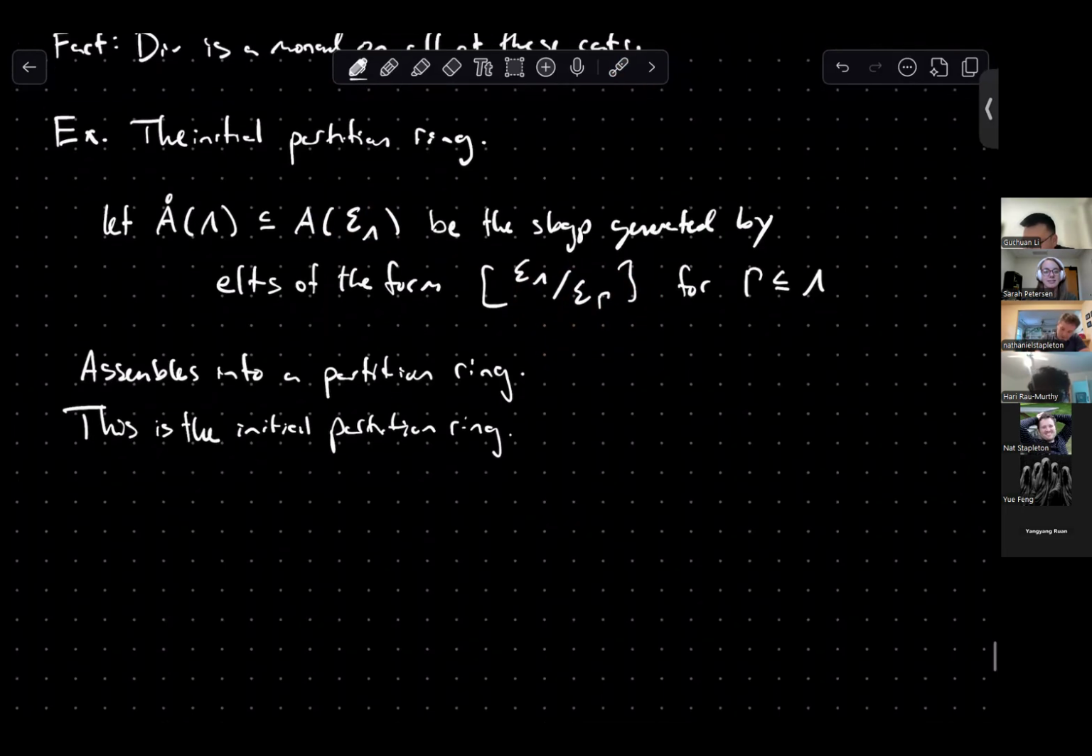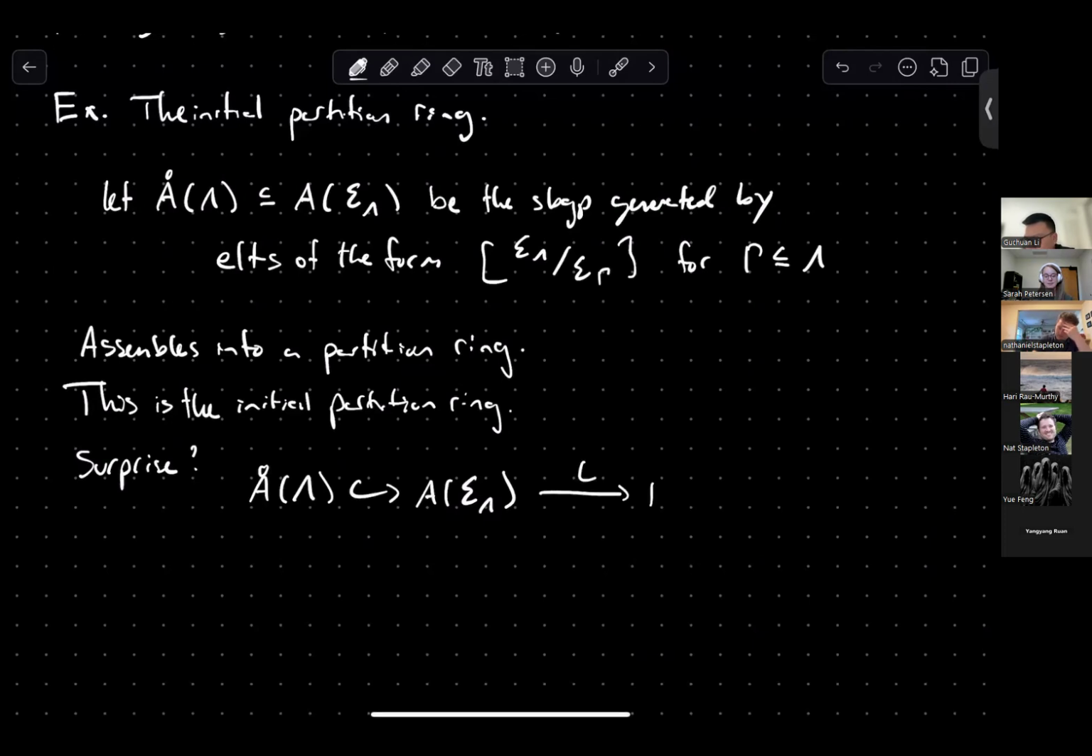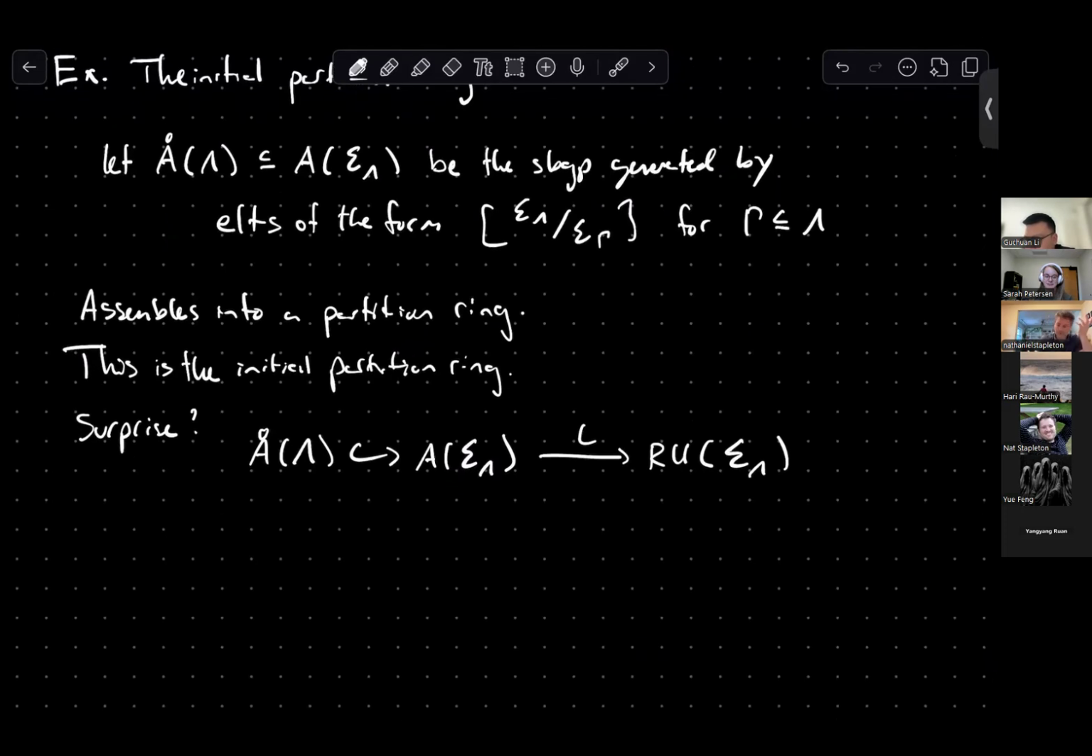But there's a surprise here. At least I found it surprising. So I'm going to put a question mark. Maybe you'll find it surprising. We can consider the composite of the inclusion of A of lambda into A of sigma lambda, and then linearize to get down to the complex representation ring of sigma lambda. And it turns out that this composite is an isomorphism.